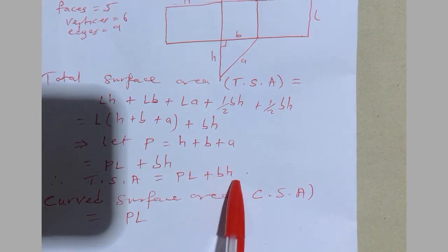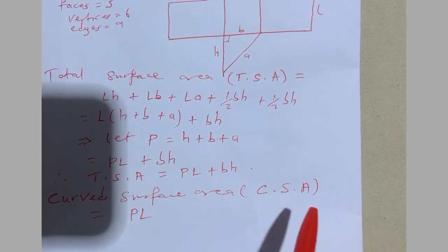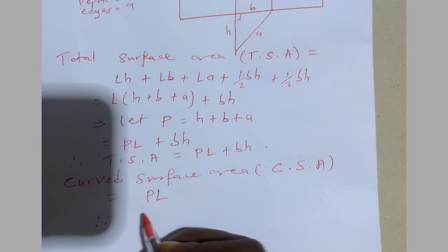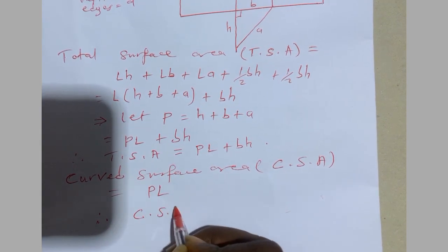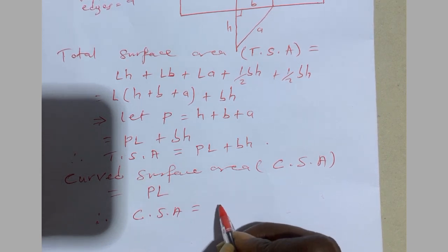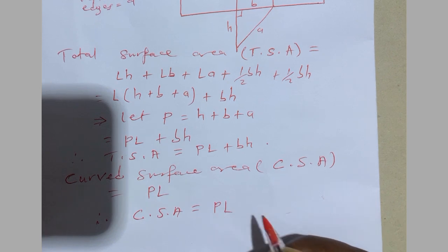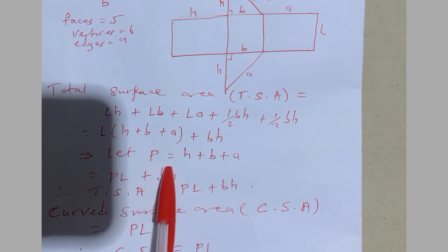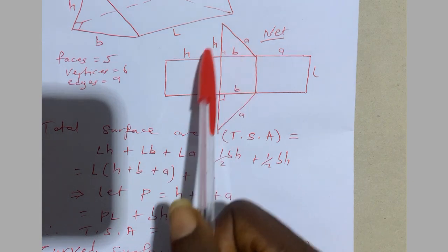Why? Because the two triangles gave us the BH. And when they are removed, then they will give me BH here is going to be 0. And PL plus 0 is PL. 0 is insignificant, and there's no need to write it. Therefore, the CSA of a triangular prism, or the curved surface area of a triangular prism, is PL. Now, please, you do remember that we said the P is the perimeter of the triangle, right?